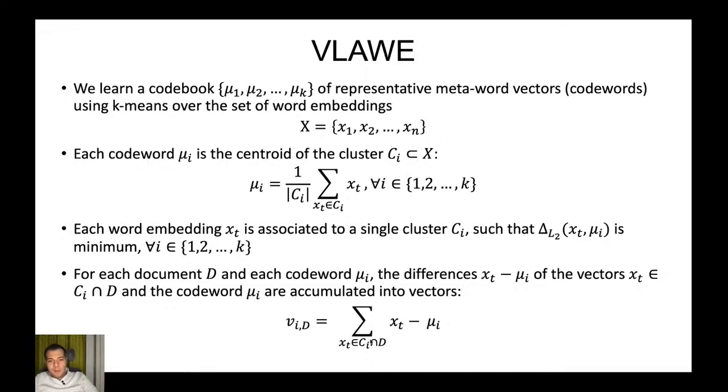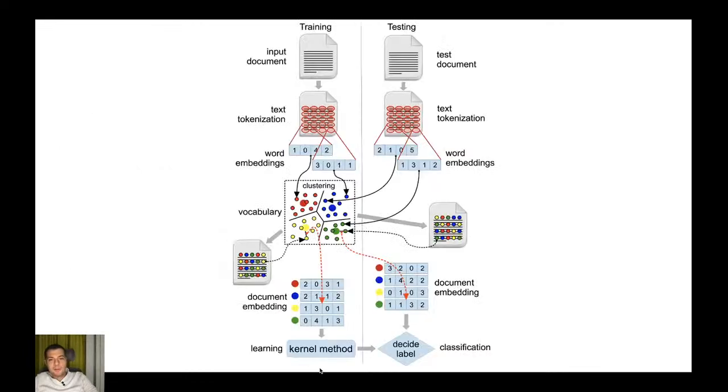So for each cluster centroid, we obtain these vectors. For each code word, we obtain these vectors V of I and D, and then we can linearize. We just concatenate all these vectors, and we obtain the representation for a document. This is an alternative approach to the classic bag of visual words.